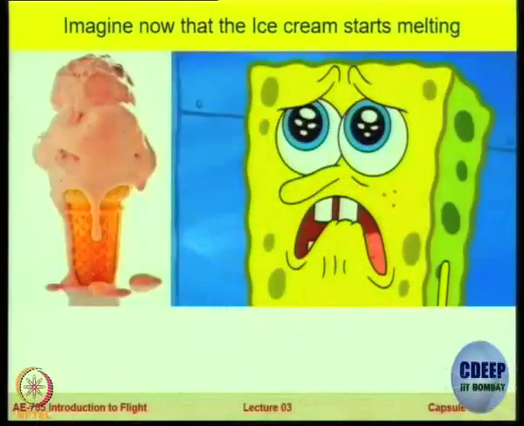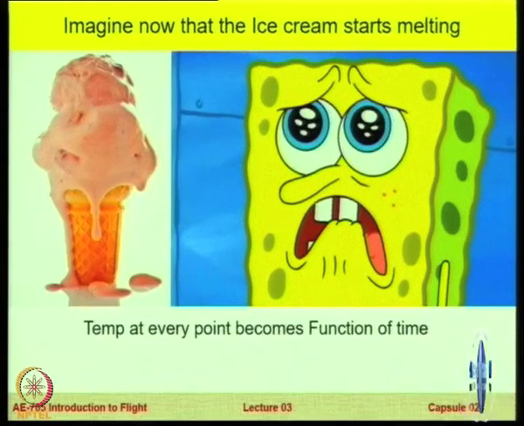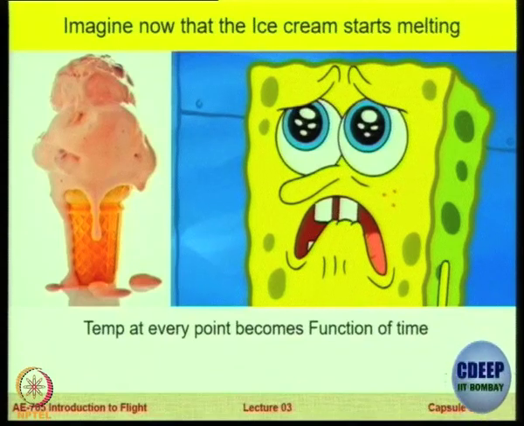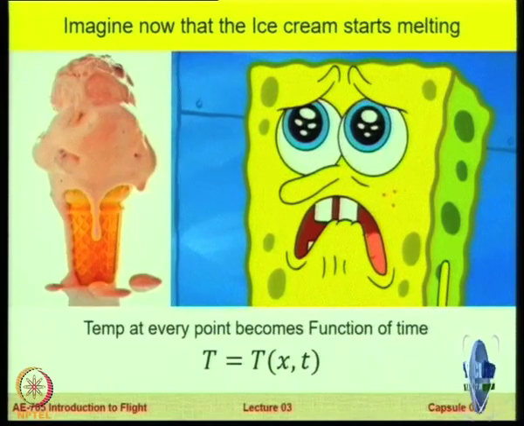So after some time the ice cream starts melting. That means there is some heat transfer happening. So the temperature at every point, and the ice cream melting will not only locally change the temperature, but maybe less or more, but everywhere there will be a change in the temperature. It could be very less, very far away, but there will be a change. So at every point in the space now, the temperature becomes a function of time. So T is a function now of x, the location of the fly, and t, the time at which the recordings are being made.